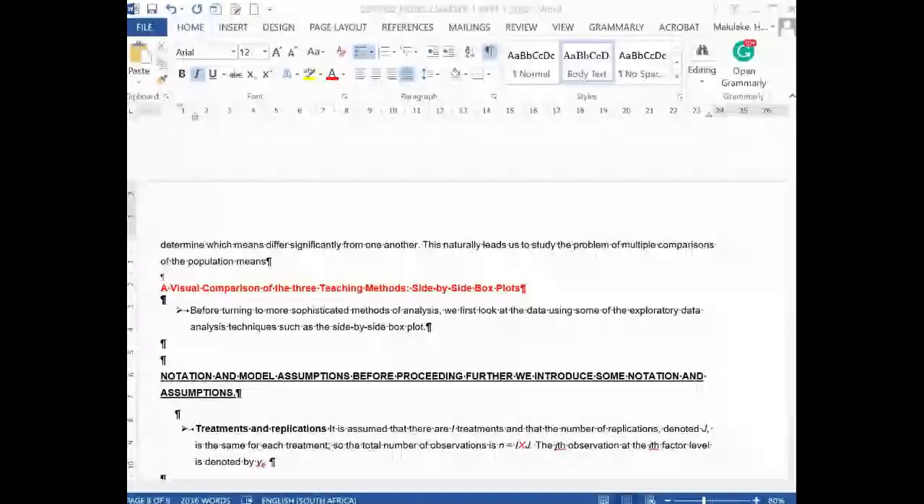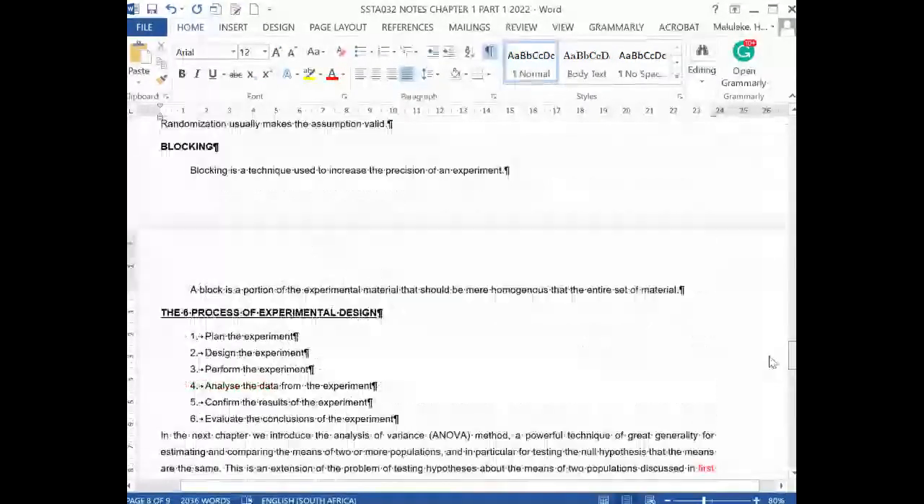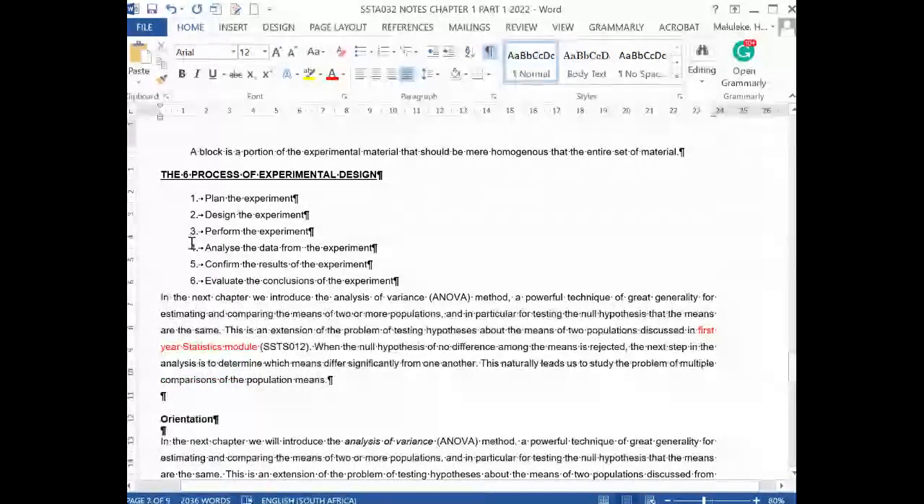The processes that one should follow when... we won't take a lot of time concerning this one, because the next chapter will be about the 6 processes. From chapter 2 onwards, we'll be applying the 6 processes. Here I just want you to get a taste of how to conduct an experiment. So let me go and remind you about the 6 processes. Here are the 6 processes.